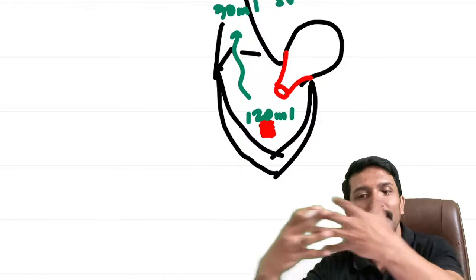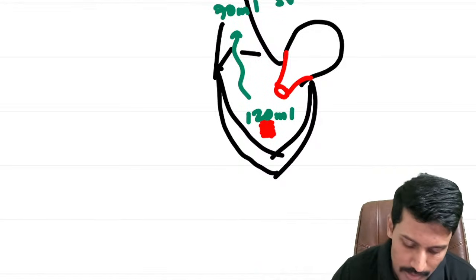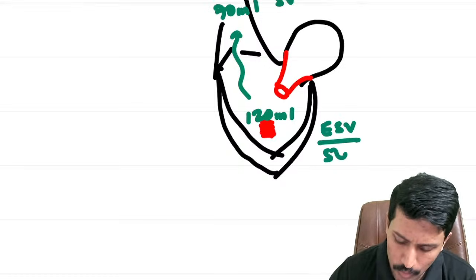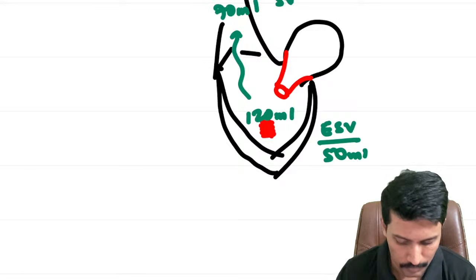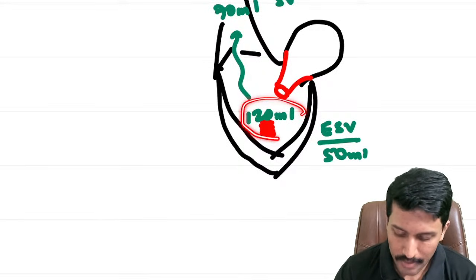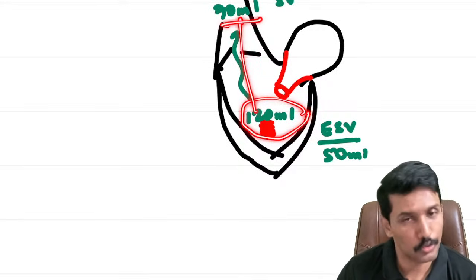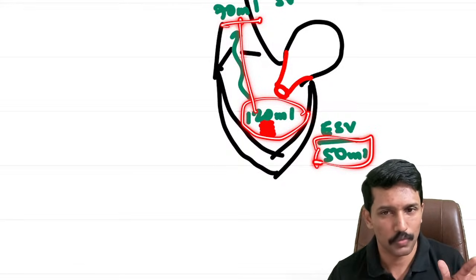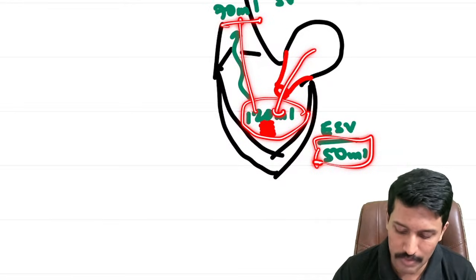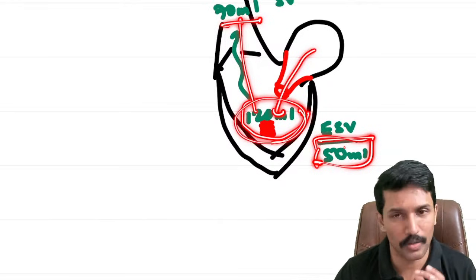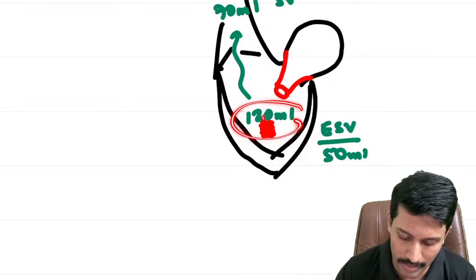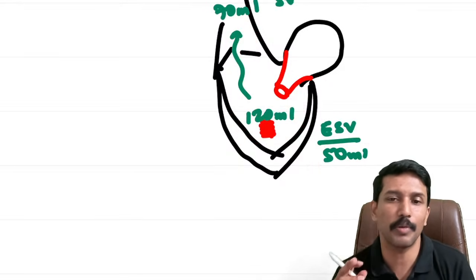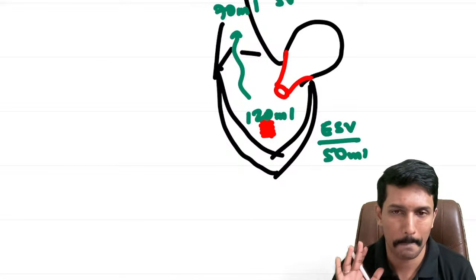It becomes part of the next diastole, and that blood that stays in the ventricle, we call it end systolic volume. That is around 50 ml. That means I had 120 ml at the end of diastole, 70 I pushed out, 50 stayed. Systole is over. Now in the next diastole, again I receive 70 ml. It makes it 120. Out of that 120, again I eject 70, 50 stays back. So the ventricle always has some amount of blood. It never becomes completely empty.